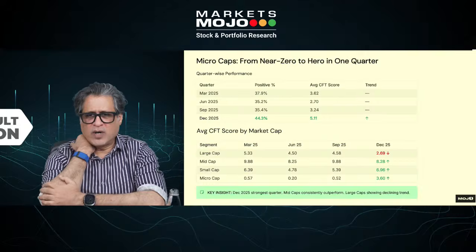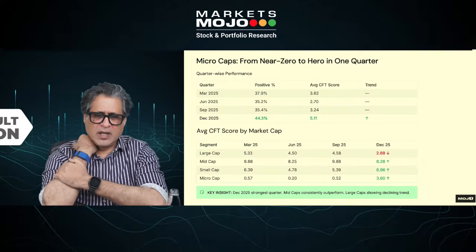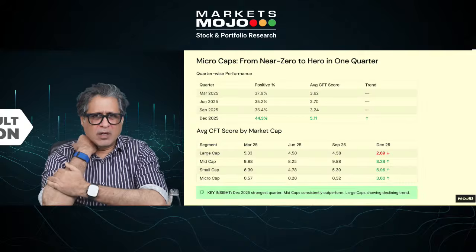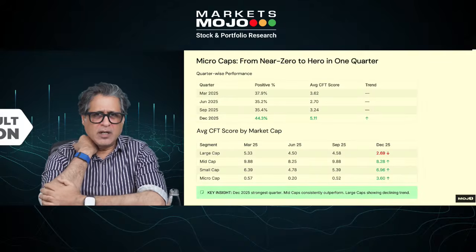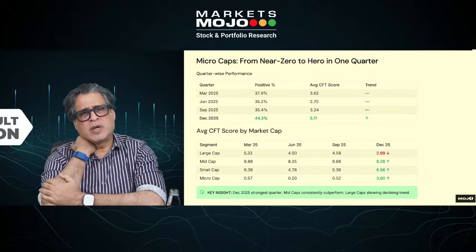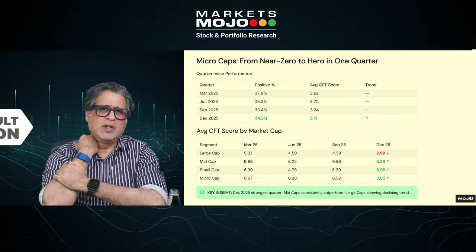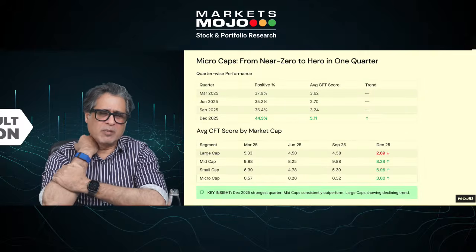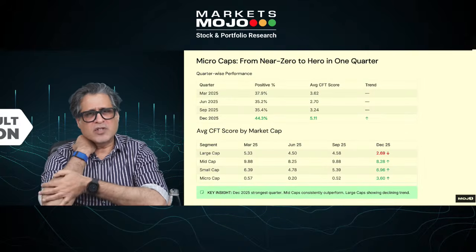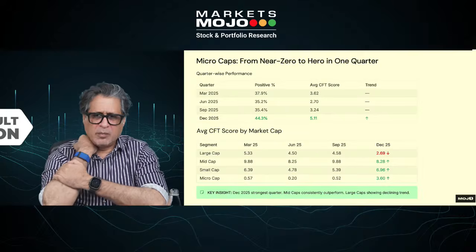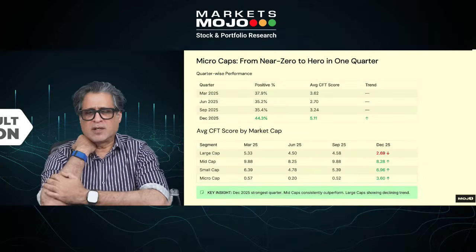But I think so far what we are seeing here is mid caps are leading, micro caps are turning around, small caps are maintaining, and large caps is where people are going in because of the stability of the market and because of the risk-off strategy currently in the market. People are still not willing to take that risk.